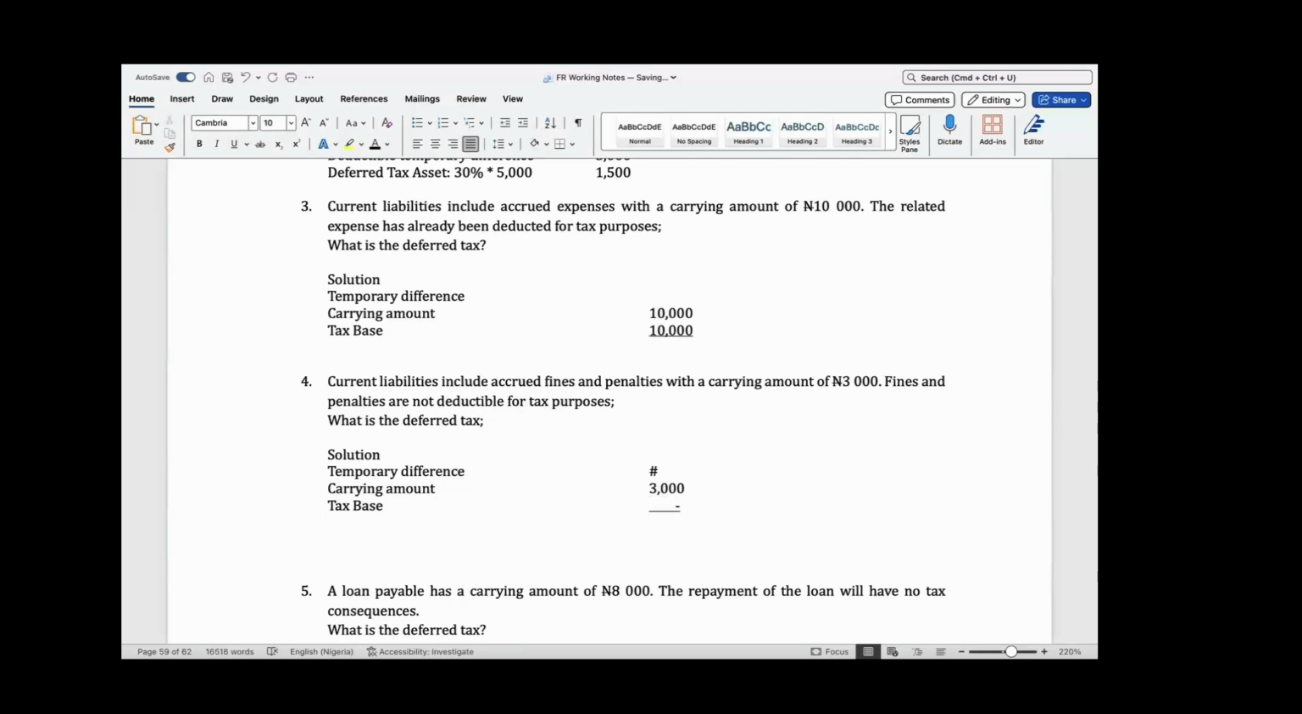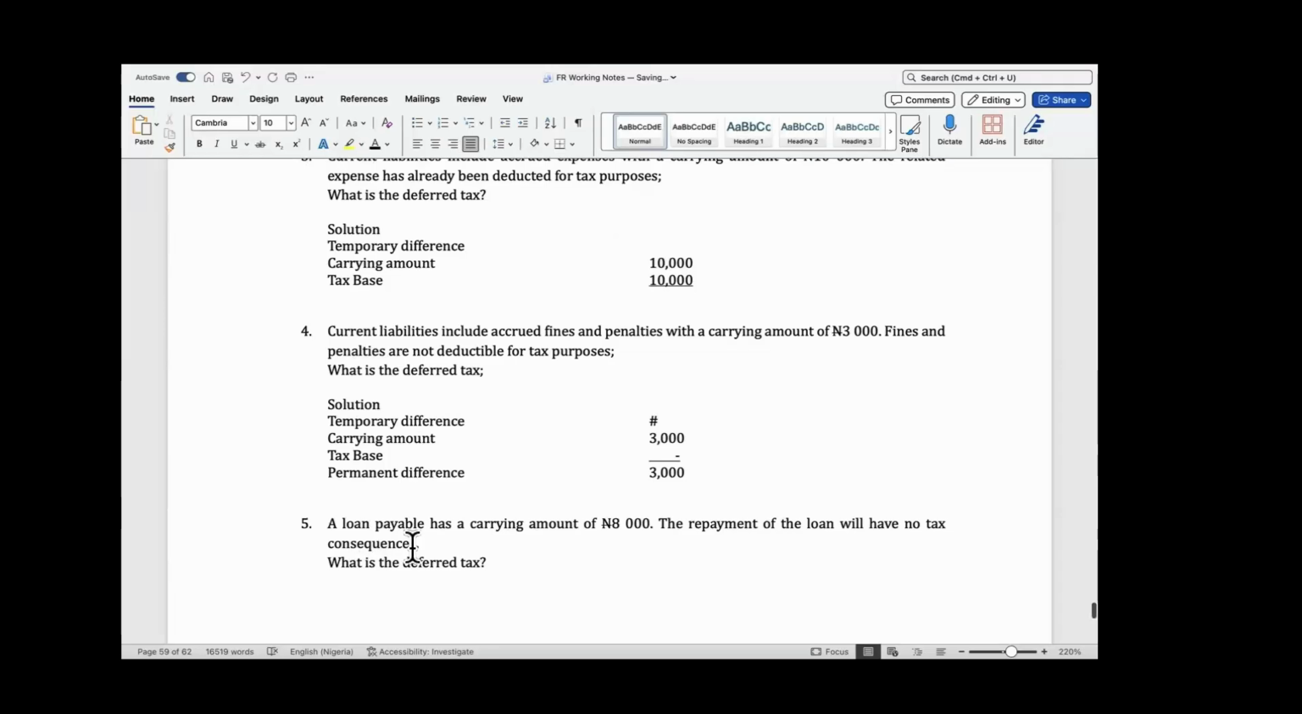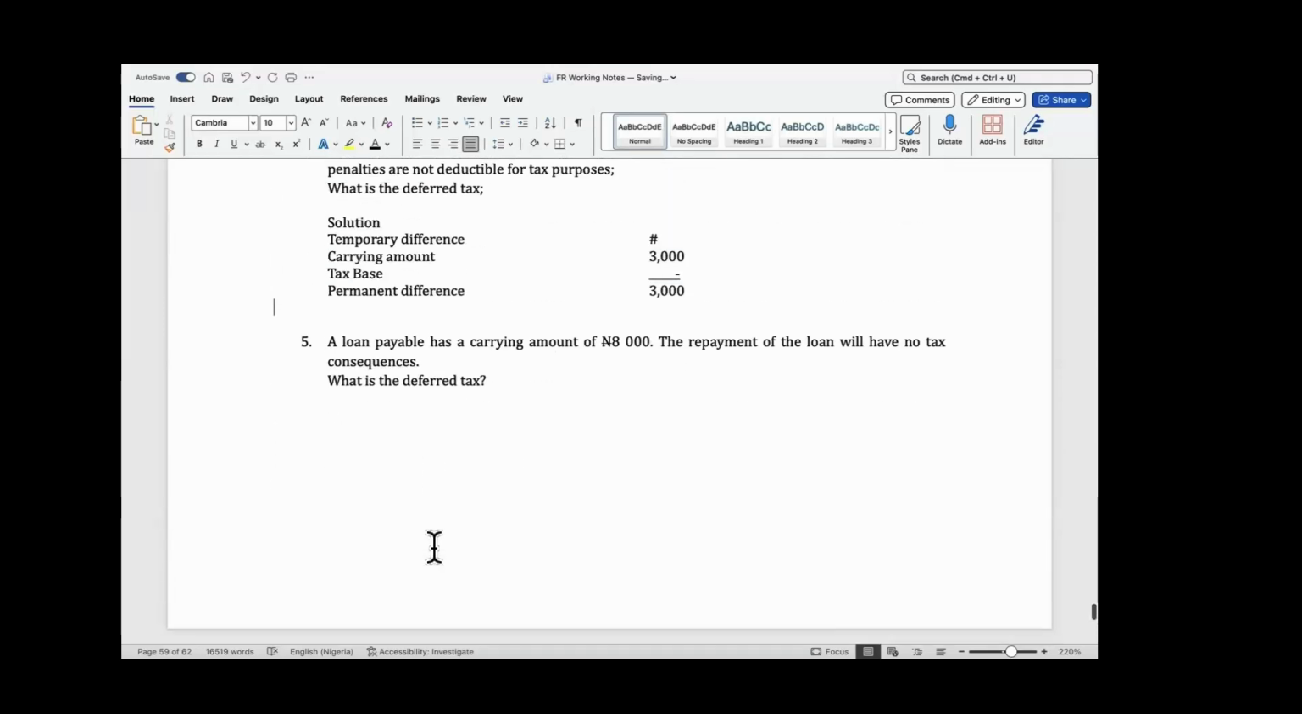It's not going to include it for tax purposes. In this case, this difference is a permanent difference, because fines and penalties are never deductible for tax purposes. There is no temporary difference here. It has no tax consequence. So it will not be included for tax purposes.